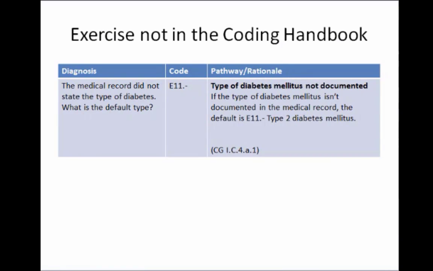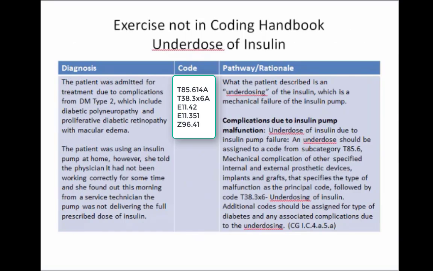If the record did not state the type of diabetes, there is a default, and that is in one of our coding guidelines that I've quoted here. If the type of diabetes mellitus isn't documented in the medical record, the default is E11, type 2. Of course, the dash meaning additional characters may be needed. Something to always keep in mind in a good test question.